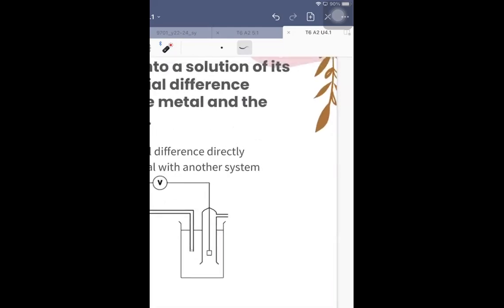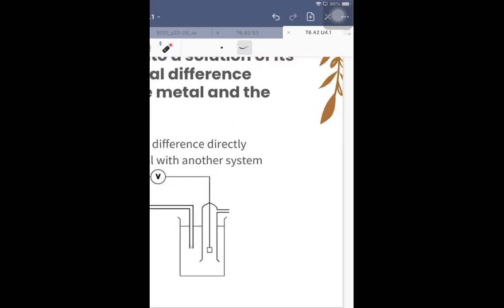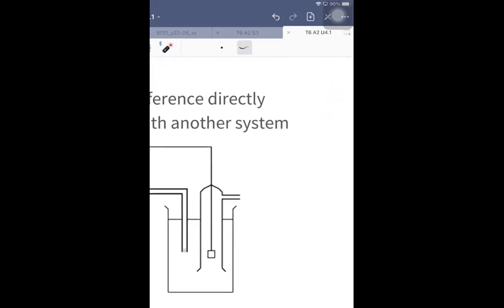So the setup is that there is no power or no supply of current in this setup, because this is unlike electrolysis.